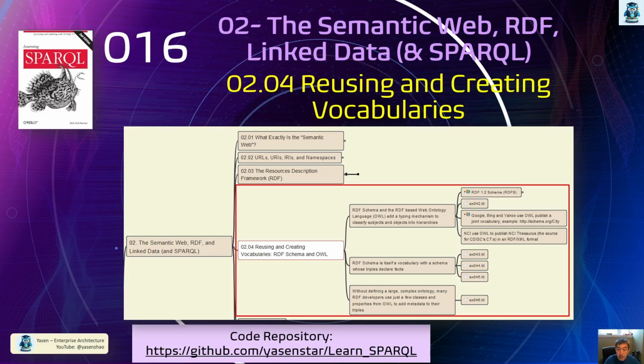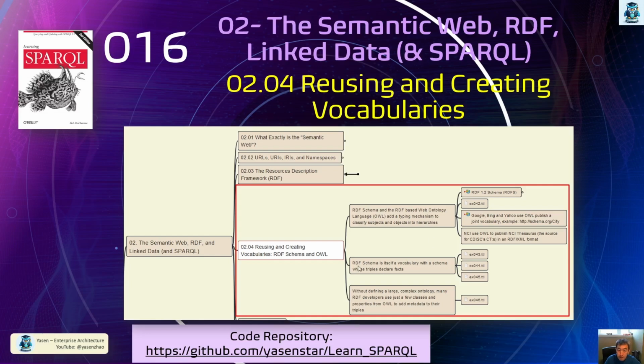Within this subchapter, I've divided the content into 3 small parts. First is RDFS, RDF Schema, and OWL. Because RDF is based on the OWL language, adding a type mechanism to classify subject and object. We will talk about some online vocabularies that you can leverage, and also use example 4.2 in Turtle to show you how those vocabularies are being used.